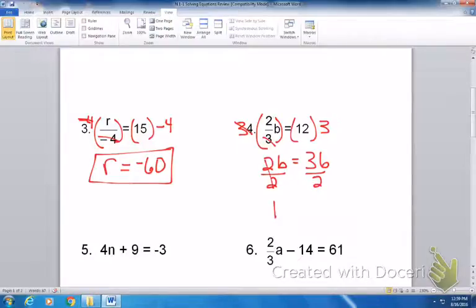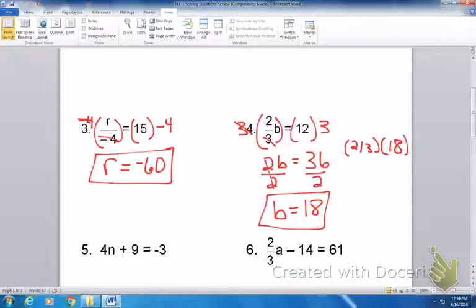The 2's cancel, and I have b equals 36 divided by 2 is 18. Now, if you're going to put this in your calculator to check, you might need parentheses. You'd probably do parentheses 2 divided by 3, then times 18. Sometimes if you don't put parentheses around fractions in a calculator, it doesn't understand what you're talking about, and that would equal 12. All right, let's keep on moving.